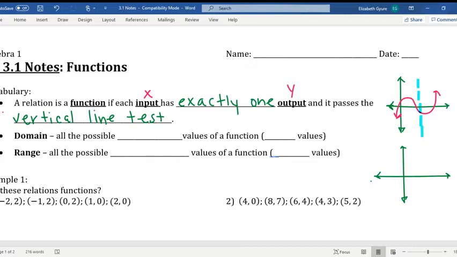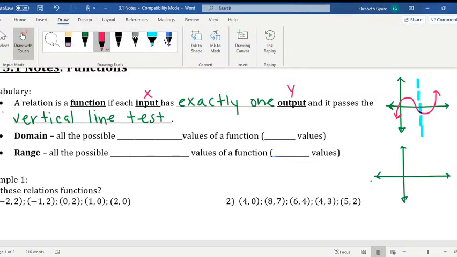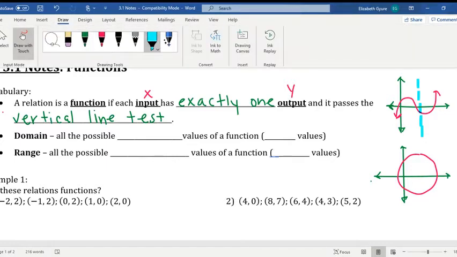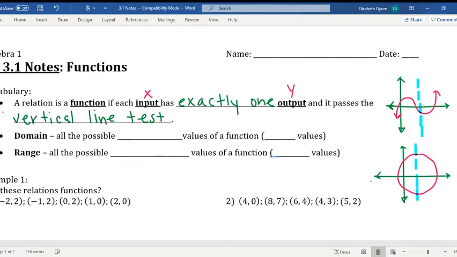So what's something that wouldn't pass the vertical line test? Perfect. I like it. A circle. Yeah, a graph can be a circle. You don't graph one in this class, but in Algebra 2 you do. So if I drew a vertical line through this, isn't that going to go through my graph twice? So that means that would not pass the vertical line test.